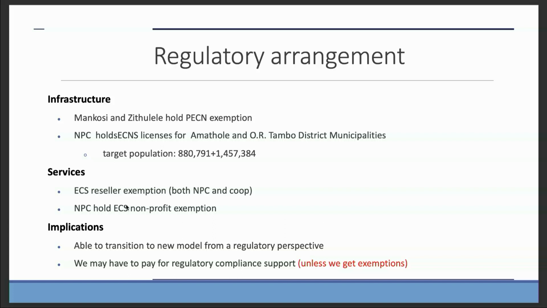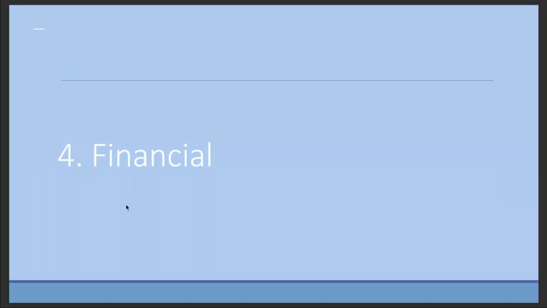From a services perspective, we have ECS reseller exemptions as the NPC, and most recently, as of last year, we have an ECS non-profit exemption from the regulator. The implication is that we are able to transition to a new model as opposed to when we started, because of the cooperation of ICASA, and we must thank the regulator for being very supportive of what we are doing. We haven't yet, but we may have to pay for regulatory compliance. We're waiting to see what comes out of the new bill.